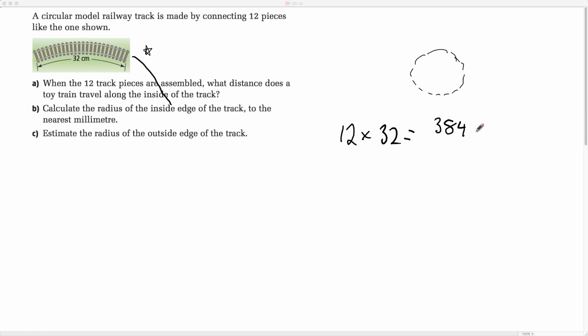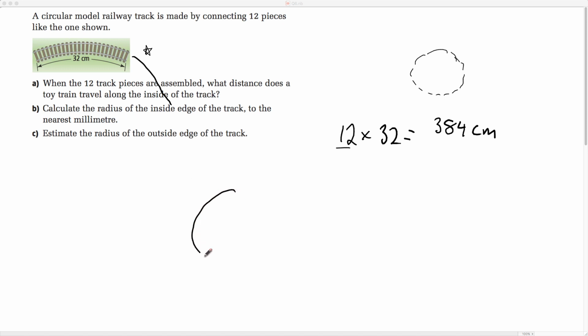So that's 384, and that's centimeters. 12 is the number of pieces, and this measurement is given in centimeters. So 12 times 32, just confirming, is 384 centimeters. Calculate the radius of the inside edge of the track to the nearest millimeter.